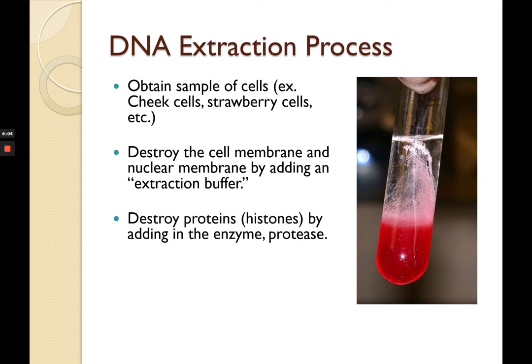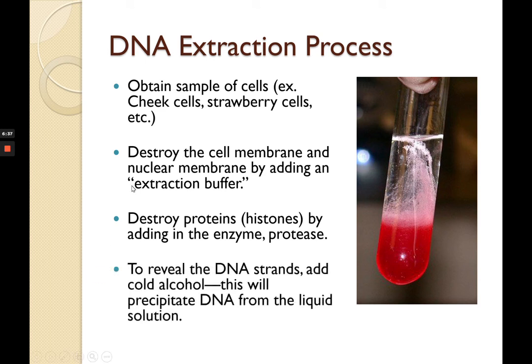Once we've destroyed the cell membranes, we will have released the DNA. But all your genetic material is still clumped together, because all that DNA is wrapped around histone proteins. So we need something to destroy the proteins. We add an enzyme called protease, which will destroy those proteins. Once those proteins are destroyed, all we're left with, in theory, is your DNA. But the DNA won't be visible to your eyes.